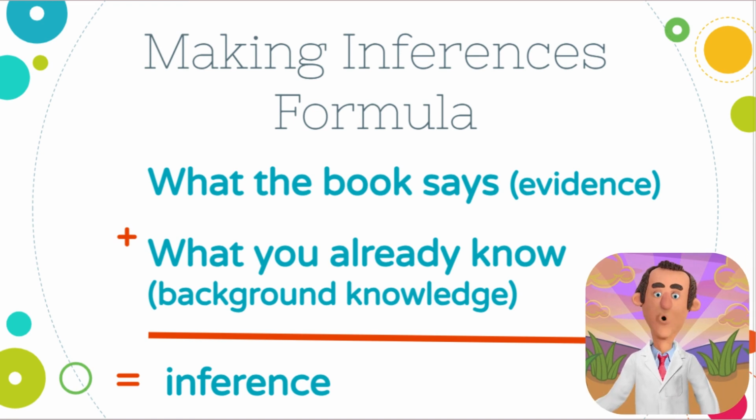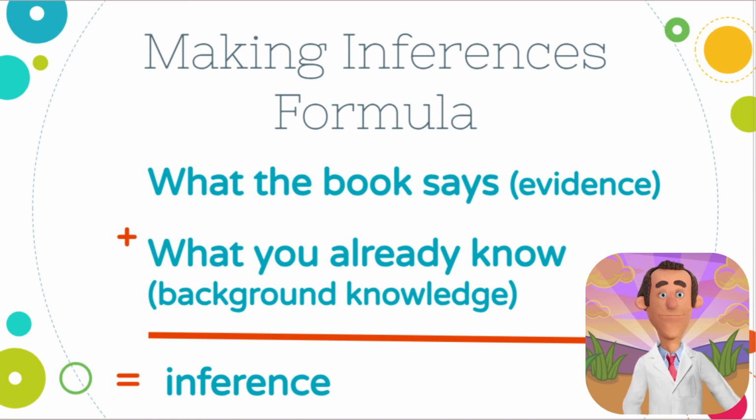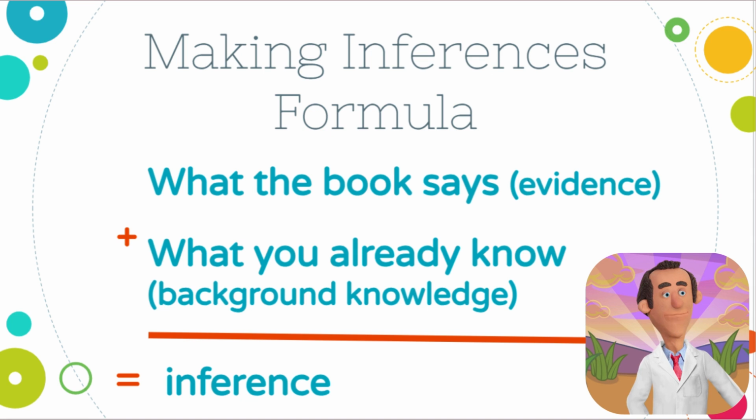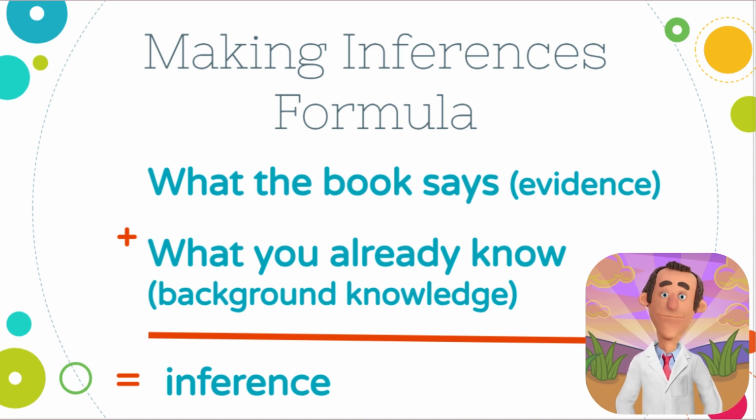First off, we need to understand what it means to make an inference. You can use the formula on your screen right now to see the process that we will follow to make inferences. First, you use what the book says. We call this evidence. You add that to what you already know. We call that background knowledge. And combining those two elements, you'll get an inference.